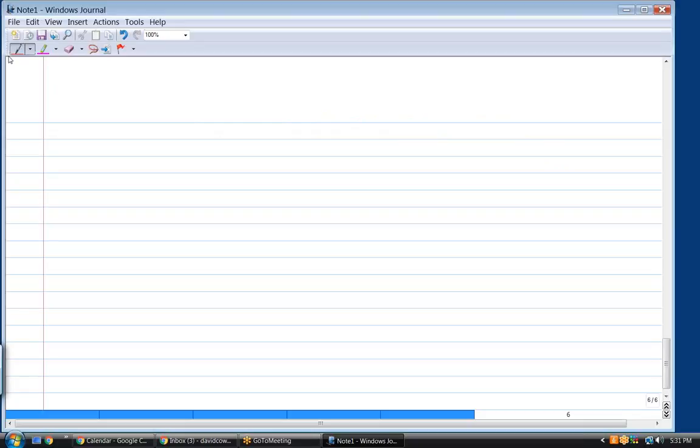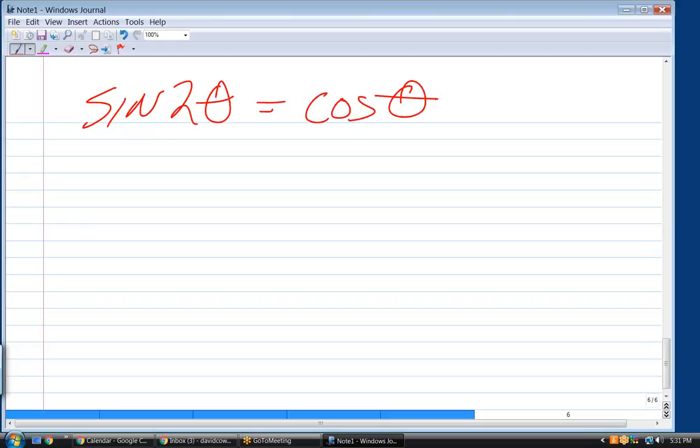So I have a different type of problem in this next one. Okay, what is it? Sine 2 theta equals cosine theta. Solve each equation on the interval of 0 to 2 pi.